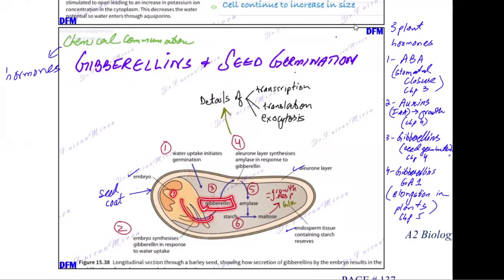This gibberellin is not the GA1 gibberellin, but another form of gibberellin. This gibberellin acts on the aleurone layer. The aleurone layer then allows gene transcription to occur, and amylase enzyme is produced into the endosperm. This amylase will go and start to digest the starch into maltose in the endosperm, and the maltose is then used in growth and in respiration. So this allows the seed to germinate.